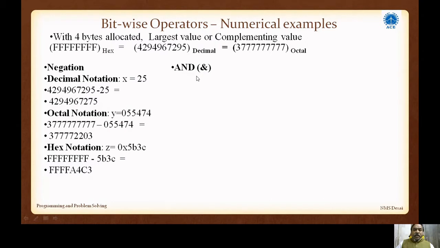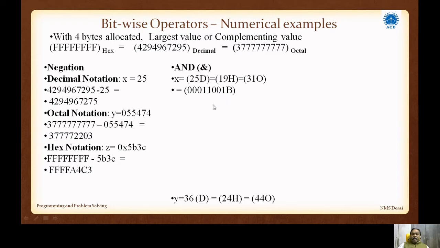We'll perform this operation, or we'll try to understand it, for the AND gate. Remember, the AND gate takes two inputs. The AND gate gives output 1 only if both the inputs are 1. Now we have taken 25 in decimal. It is equivalent to 19 in hexadecimal and 31 in octal.